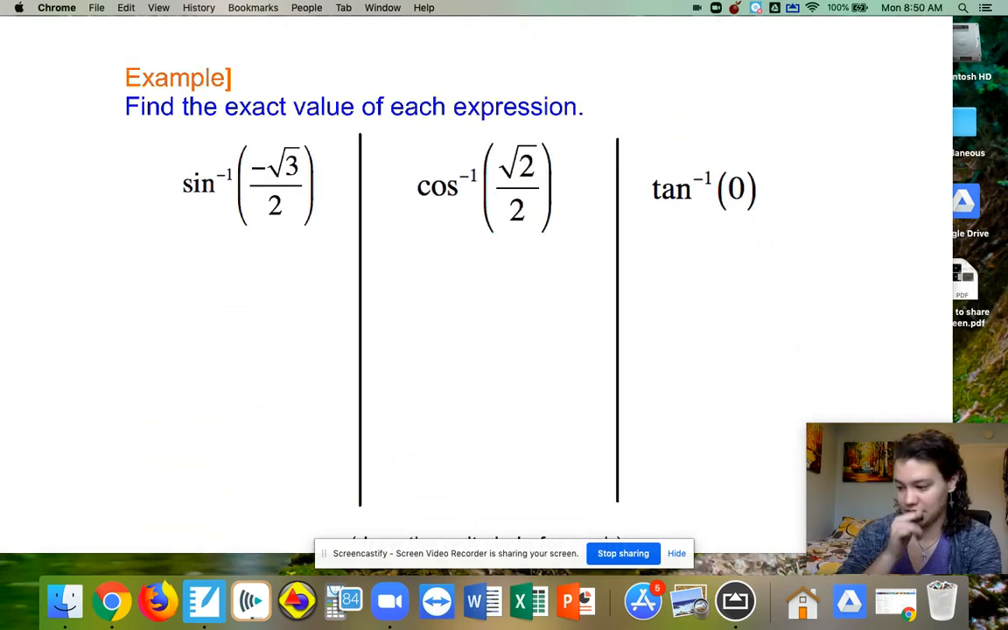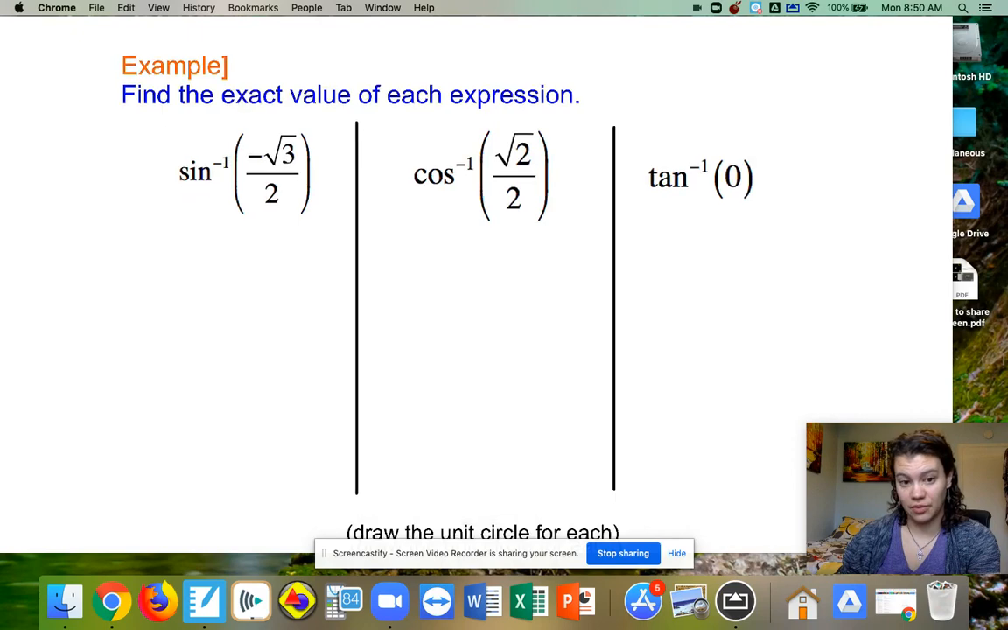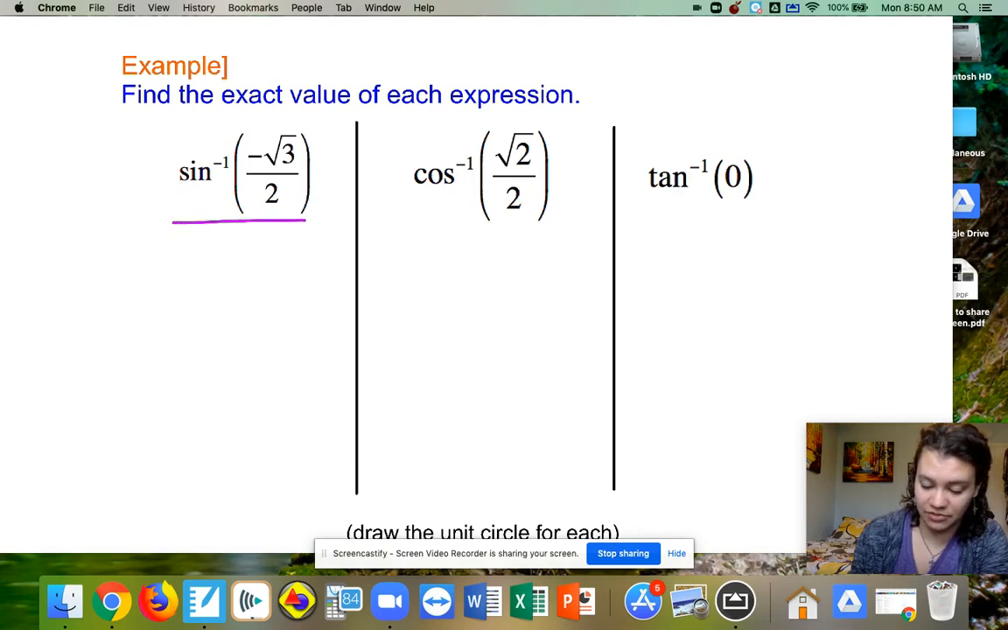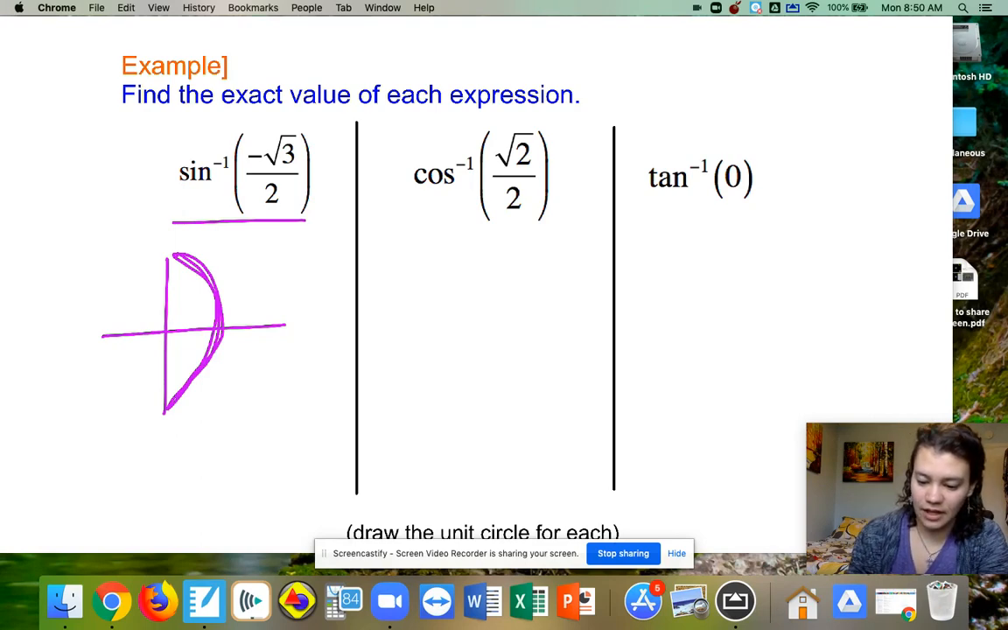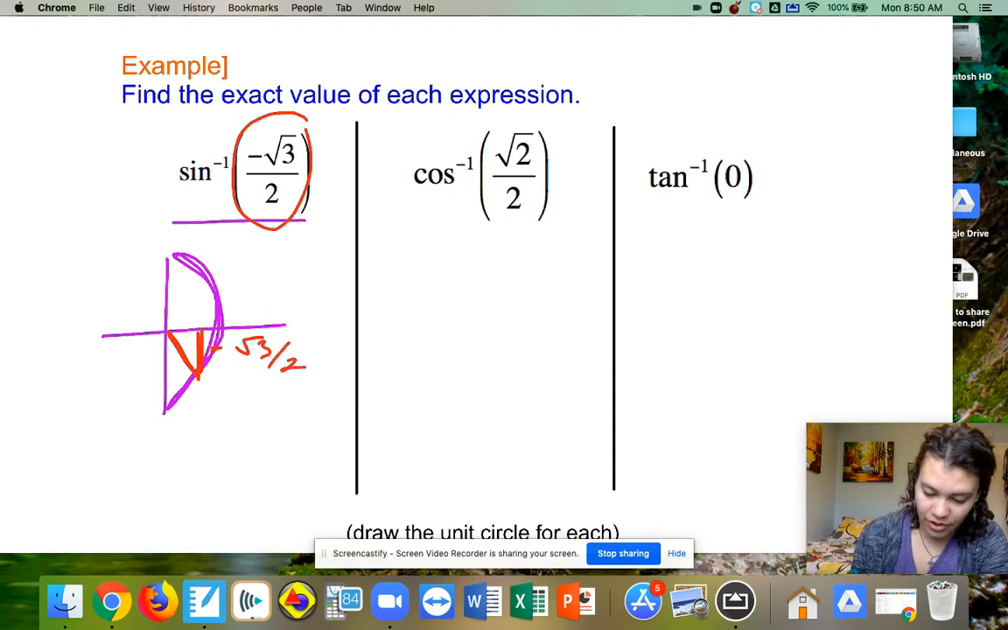And so then how do we actually use this or do something with it? So here we're going to draw a unit circle for each. So we're trying to find sine inverse of -√3/2. Draw your unit circle. And then sine is always on this half. So draw which half of the circle you're looking at. And now look at the value. Since we have a -√3/2, we have to be down because it has to be negative. And then think of where sine is. Sine is a y value. So you're going to get -√3/2 right there.